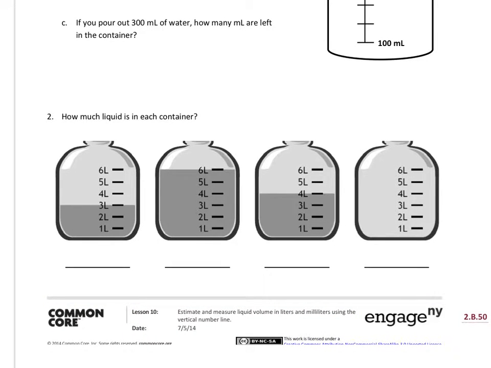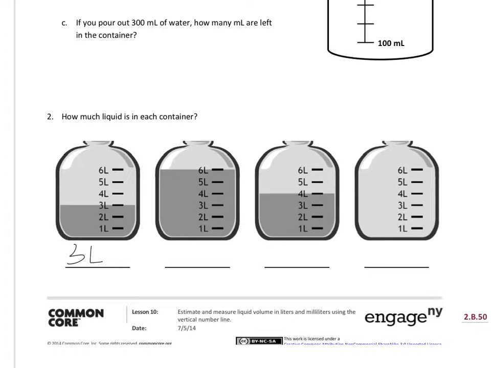Problem 2 has 4 different containers of liquid, and all we have to do is read the label and find out how many, or actually it looks like they're all liters, how many liters are in each one. So looking at the first one here, you can see that the dark gray section is our liquid, and it is lined up right here at the 3L. So there are 3 liters in that container, and you can even abbreviate 3L. All right, so go ahead and do the other 3, and then you can check back for your answers.